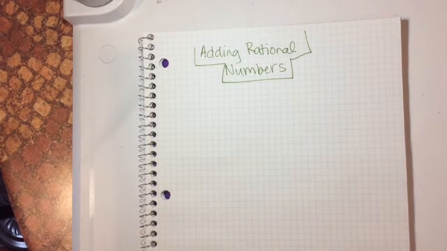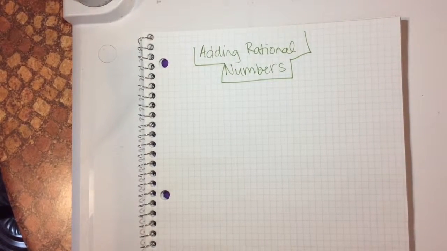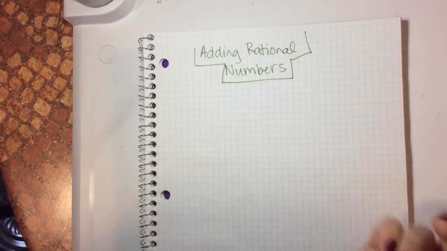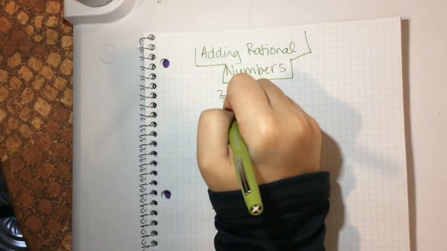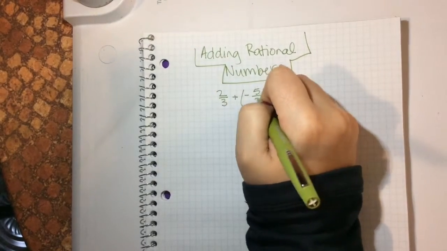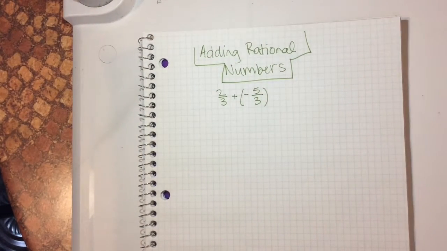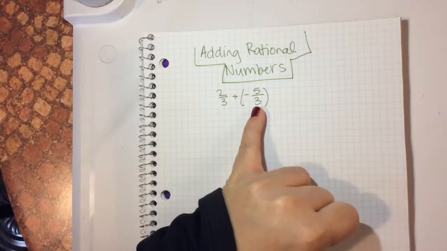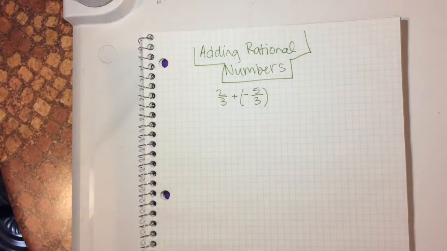Hey guys, let's talk about adding rational numbers really quick. So when I am adding a rational number to a rational number, that might be something like 2/3 plus negative 5/3 or something like that. The rules that we had for integers, as well as the rules that we had for fractions and decimals, still hold. Just now, I might have a positive fraction and a negative fraction, just like we had positive numbers and negative numbers with the integers.